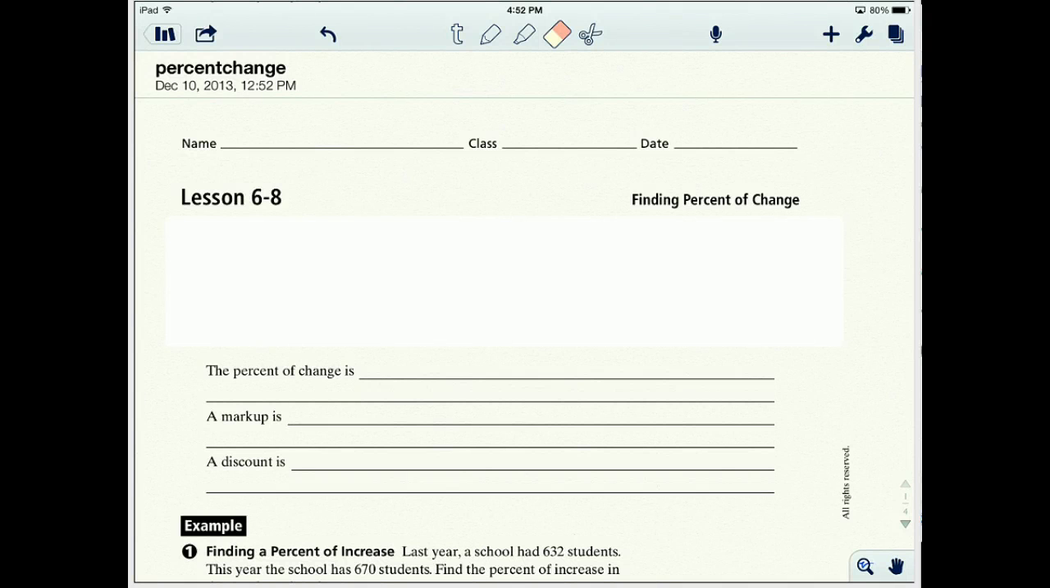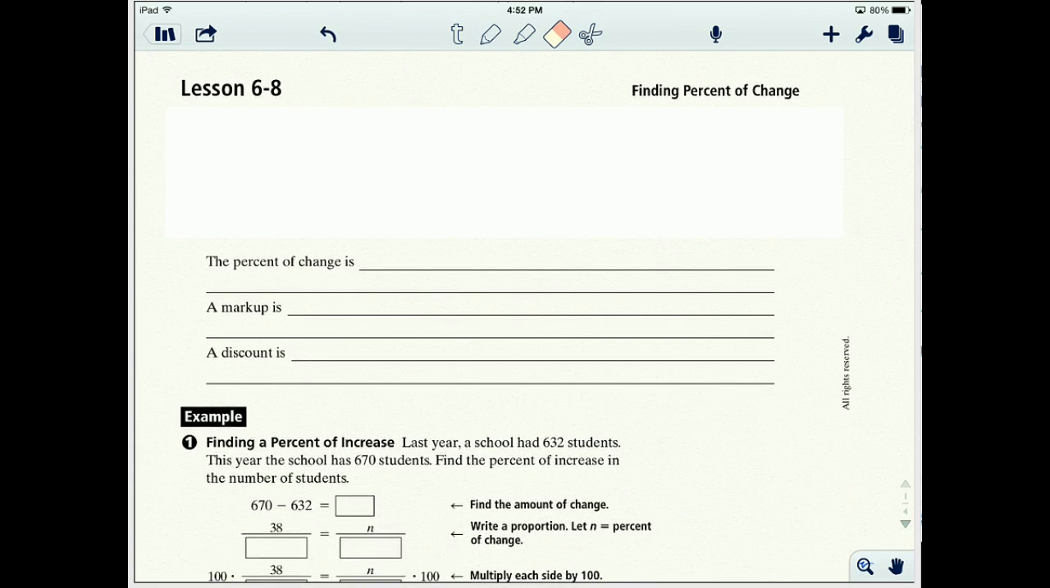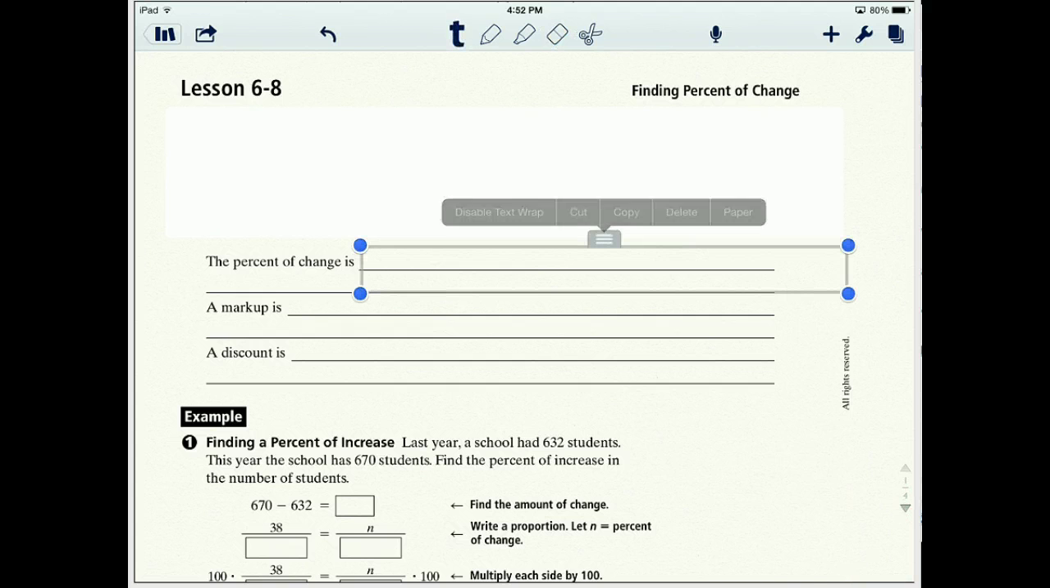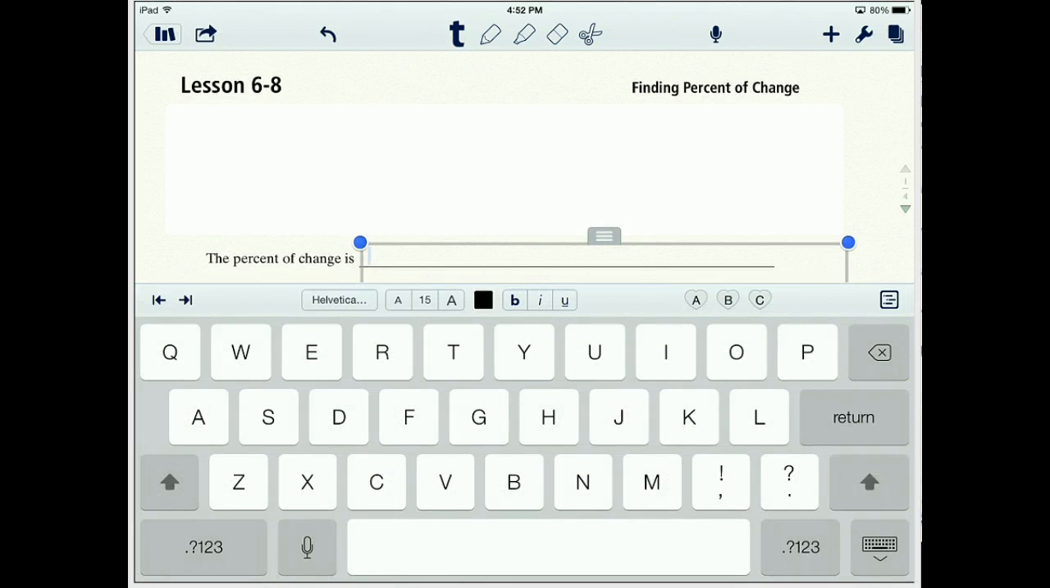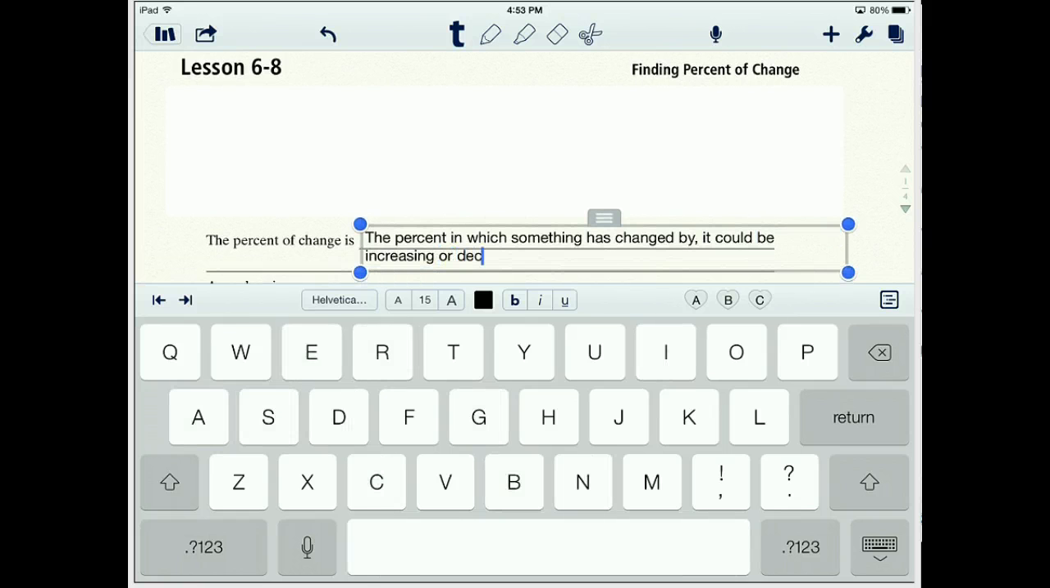This video is going to be on percent change. So we have a couple vocabulary words that we need to talk about. So let's go ahead and do this first one. Percent change is basically the percent in which something has changed by. It could be increasing or decreasing.